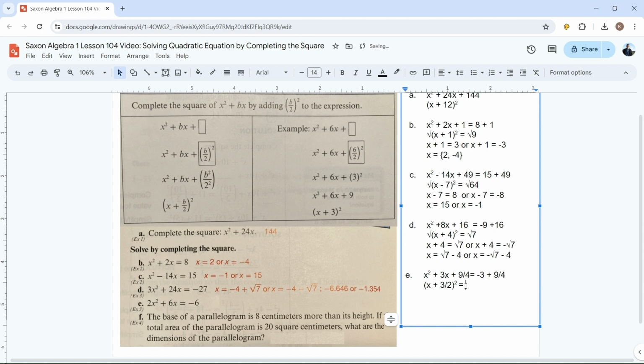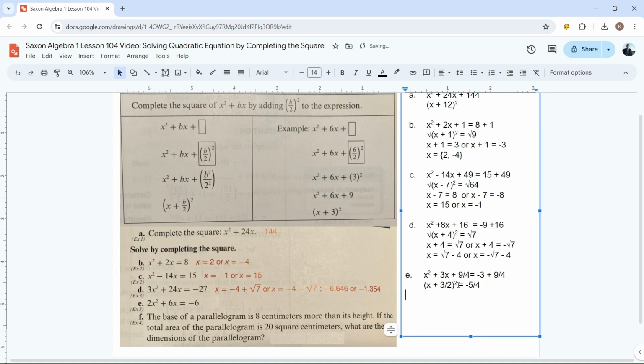Now we're going to say that that equals, let's see, negative 3 is negative 12 fourths plus 9 fourths is going to be negative 5 fourths. Okay, negative 12 fourths plus 9 fourths is negative 5 fourths. The next thing that we need to do is take the square root of both sides.